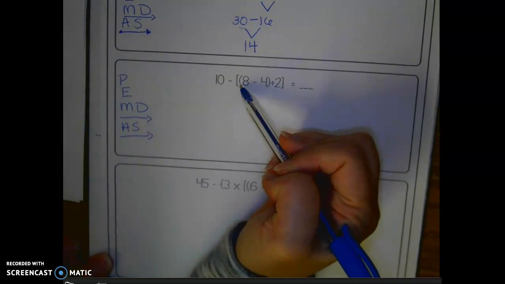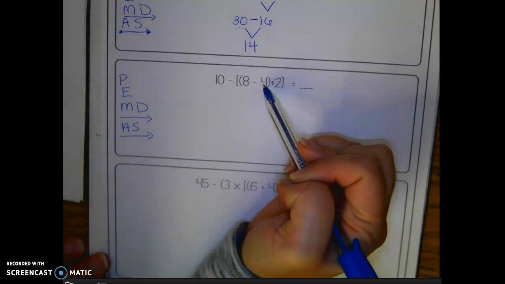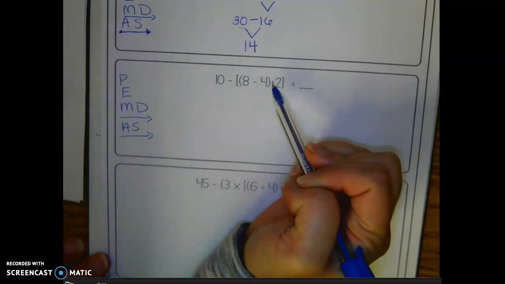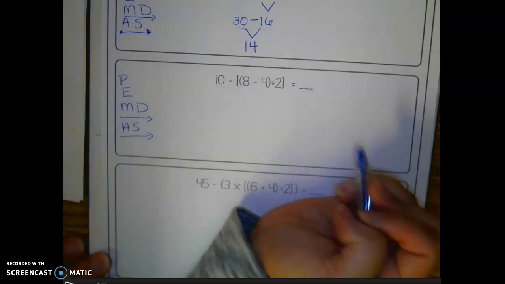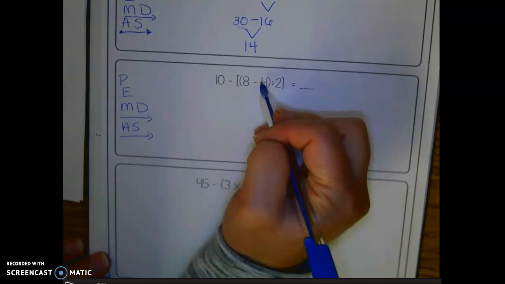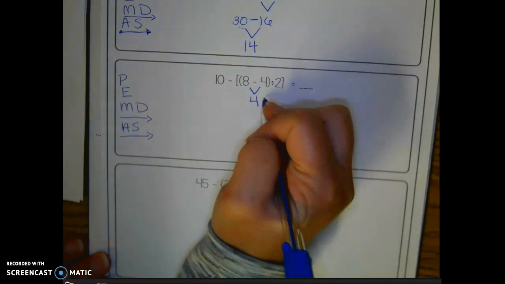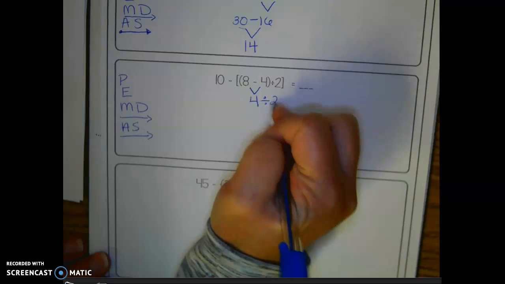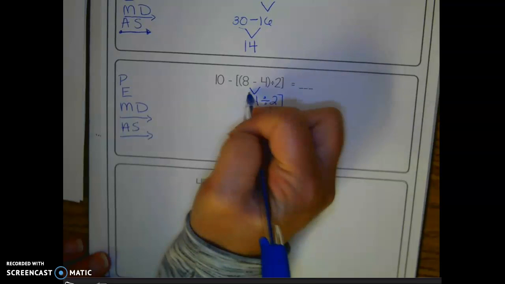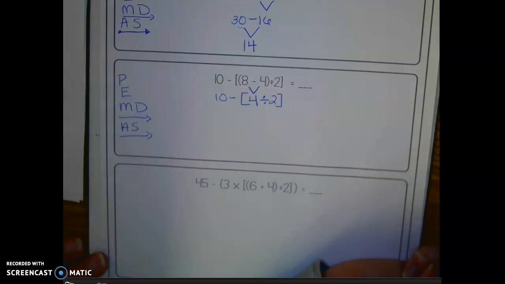So when we see brackets, we need to make sure we do what's in the parentheses first and then move to brackets. So let's subtract 8 minus 4 first because it's inside the parentheses. So 8 minus 4 is 4. And I'm going to rewrite everything the way that I see it. But I'm going to drop the parentheses because I've done everything that's inside the parentheses, and so I can go ahead and drop them.